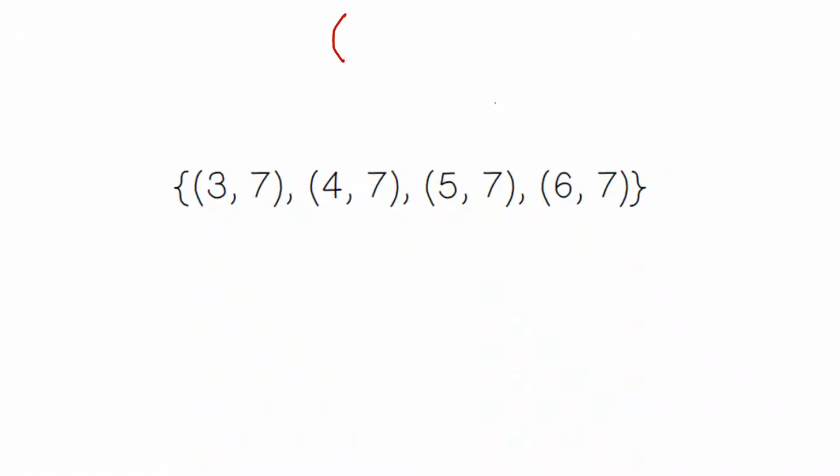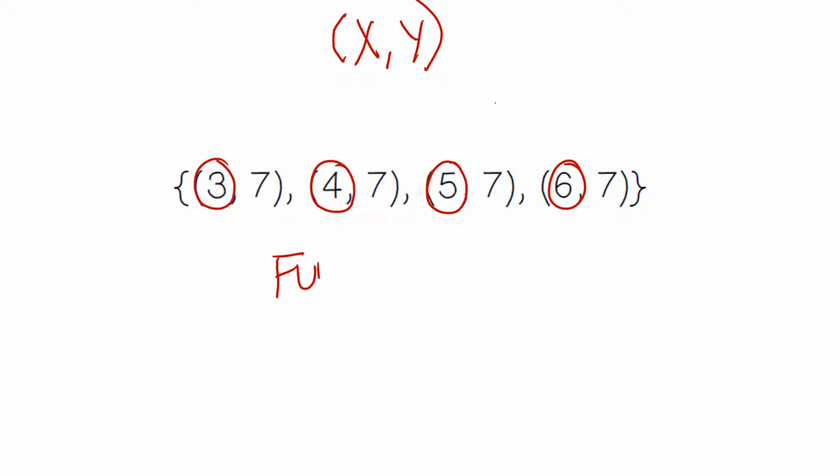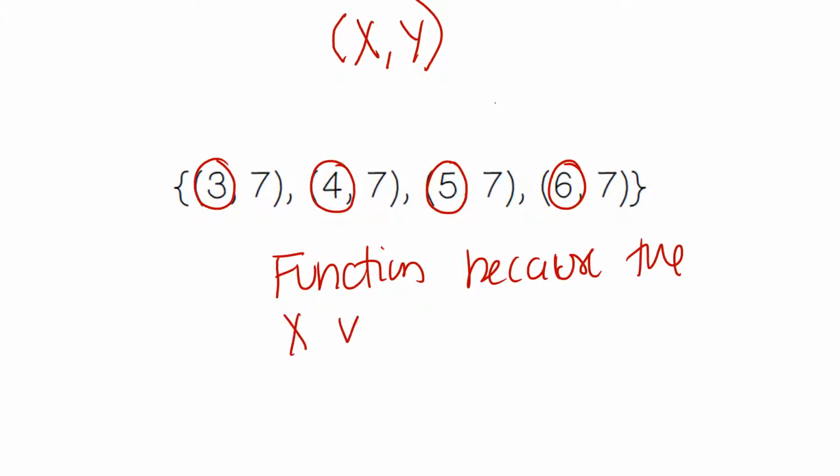Again, with point values, we look at the x value, the first number only. So looking at 3, 4, 5, and 6. 3, 4, 5, and 6 are all different. They're all used 1 time. And so this is a function because the x values are only used once.